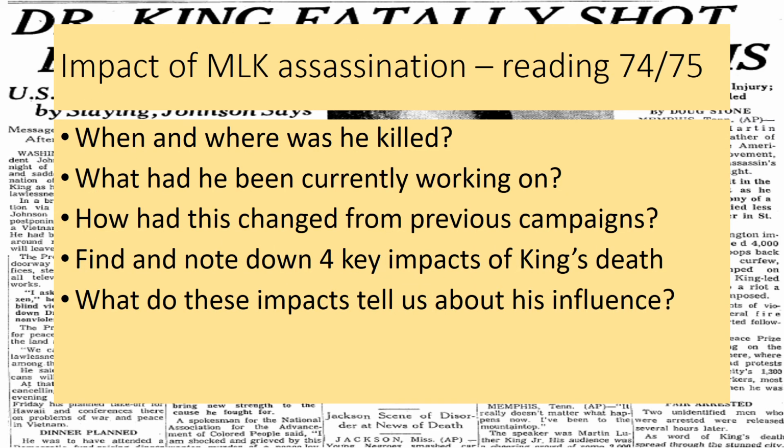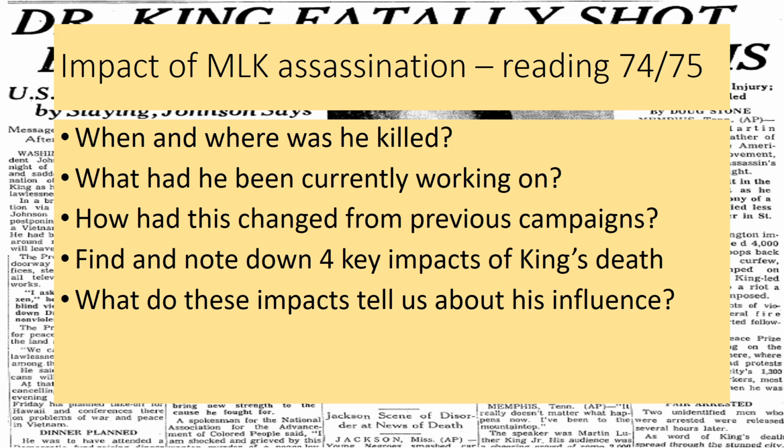So, to go into some more depth and get some more understanding about this event, you need to read page 74 and 75 and then answer the following 5 questions. When and where was he killed? What had he been currently working on? How had this changed from previous campaigns? Find and note down 4 key impacts of King's death, and what do these impacts tell us about his influence?